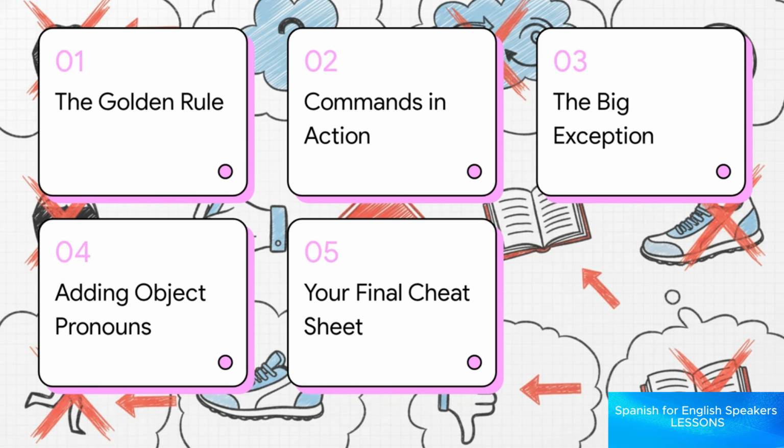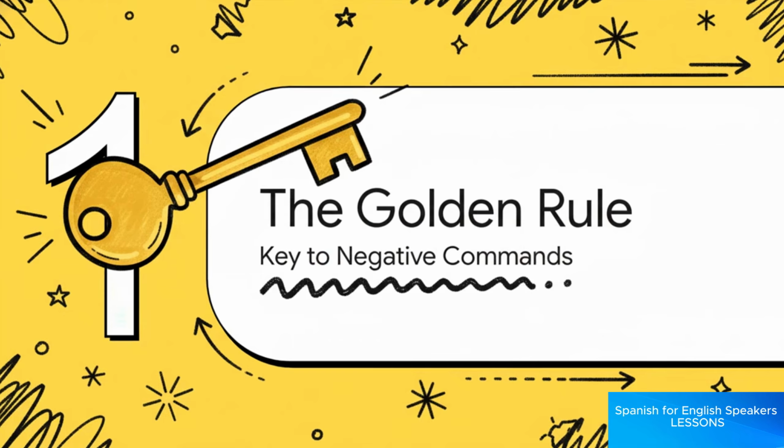We'll kick things off with what I call the golden rule. It's going to cover like 90% of what you need. Then we'll see it in action, talk about the one big exception you need to know, level up with object pronouns, and wrap it all up with a super handy cheat sheet. All right, let's get to the good stuff, the golden rule.